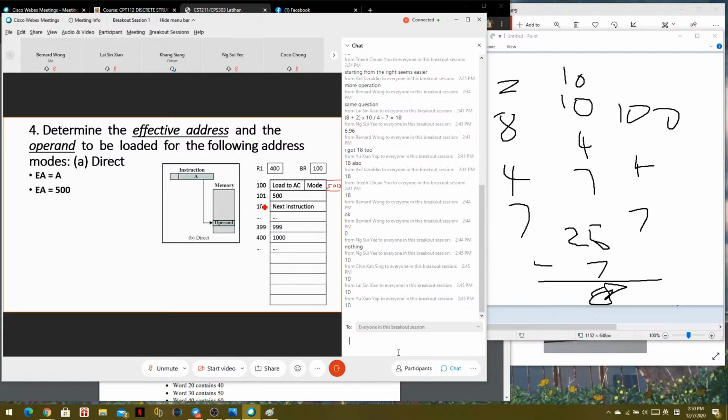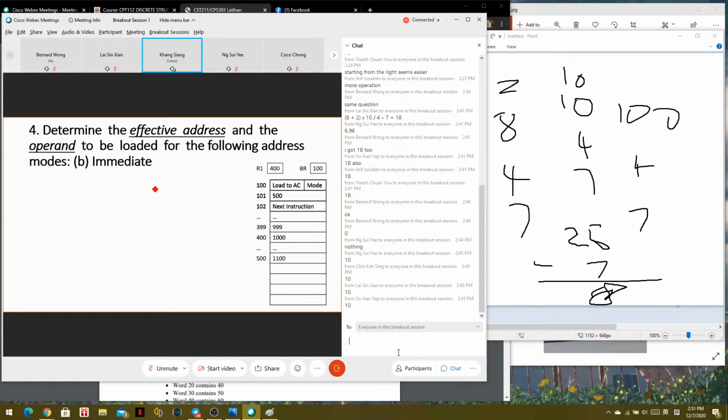So what is inside 500? Just now you already did the calculation, right? So where's the operand? The operand is in 500. So this one actually points to 500, one time only, you see, one time. So it's 1100.